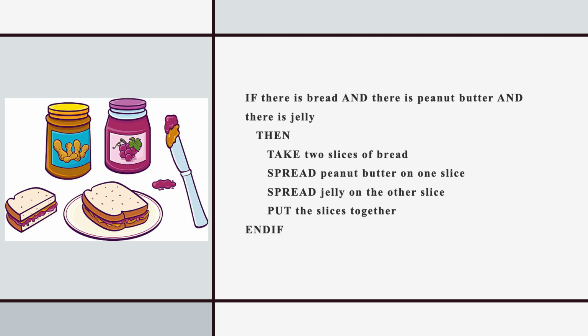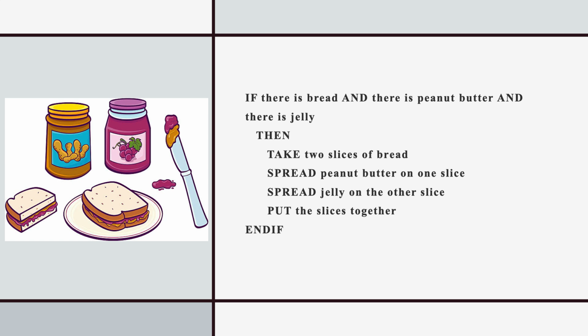So let's say you want to use the computer to help you make a peanut butter and jelly sandwich. In pseudocode, you might write something like this. If there is bread, and there is peanut butter, and there is jelly, then take 2 slices of bread, spread the peanut butter on one slice, spread jelly on the other slice, put the slices together, and end if.